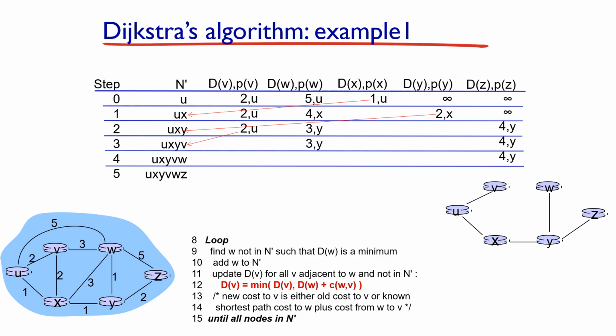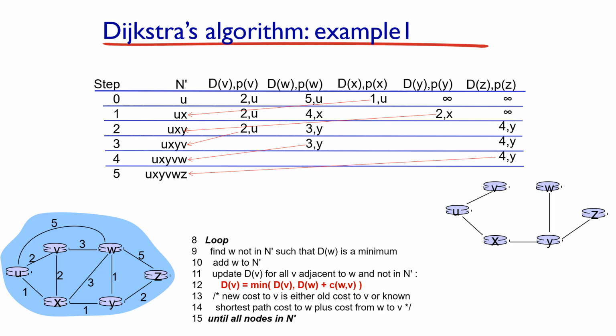And in the case of d(z), there is no path to z from v. So the previous value is 4y itself, the minimum value, and 4y is copied down. Among 3y and 4y, 3y is minimum, so w is chosen into the list of N dash. In the next step, we have only 4y and z is added into the list. And this is how the distance table is modified and the list of N dash is created.